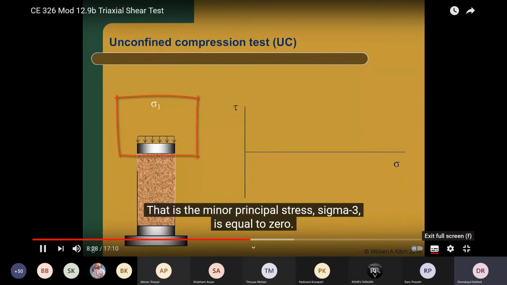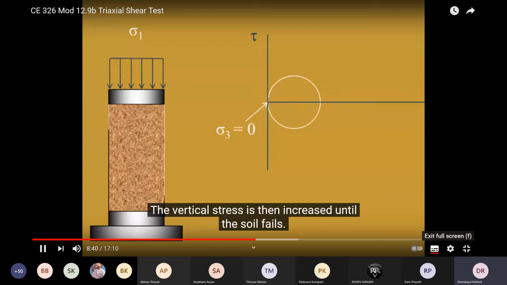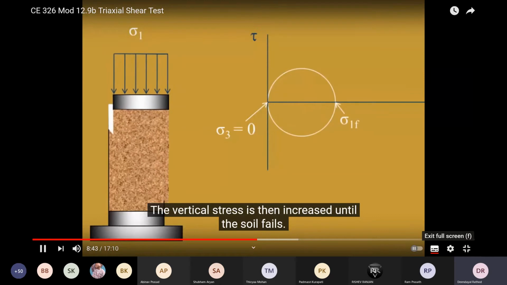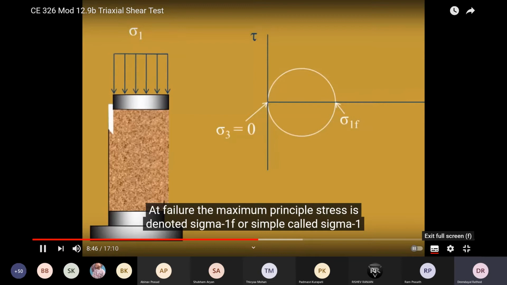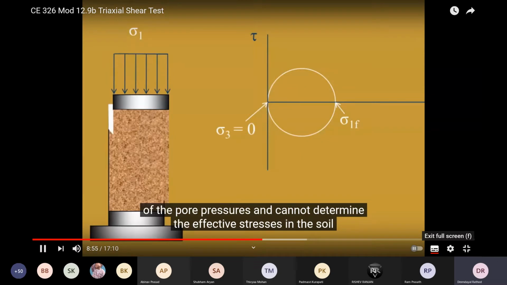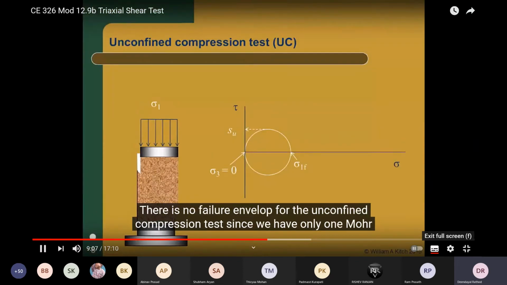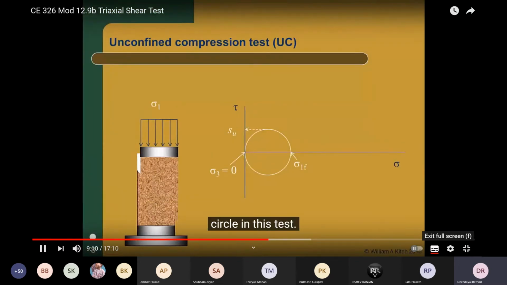In the unconfined compression test, a vertical stress is applied to the soil without any lateral confining stress. That is, the minor principal stress, sigma 3, is equal to 0. Therefore, the Mohr circles for this test are all tangent to the tau axis. The vertical stress is then increased until the soil fails. At failure, the maximum principal stress is denoted sigma 1f, or simply called sigma 1 at failure. This is a total stress test. We have no measure of the pore pressures, and we cannot determine the effective stresses in the soil. The peak shear stress at failure is a measure of the undrained strength, SU. There is no failure envelope for the unconfined compression test since we have only one circle in this test.